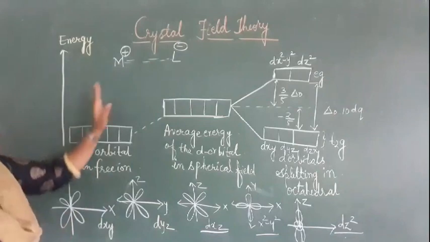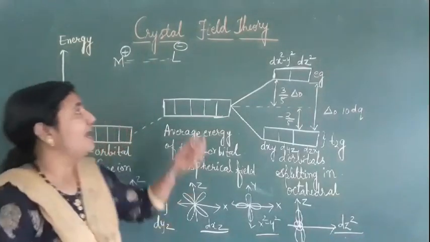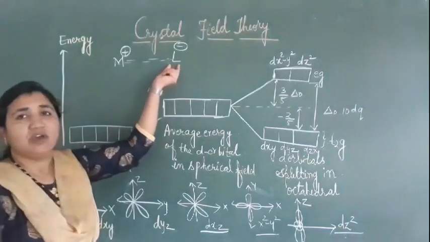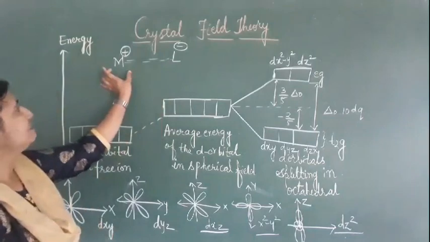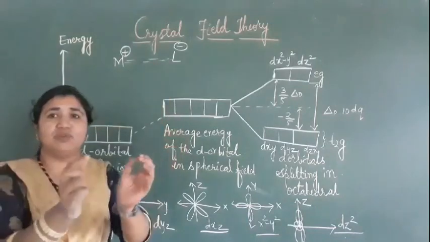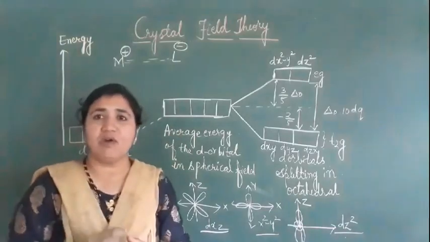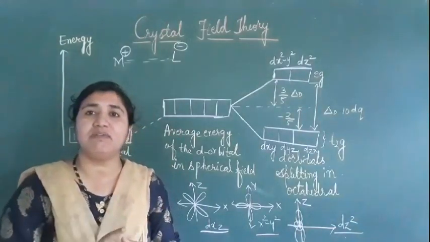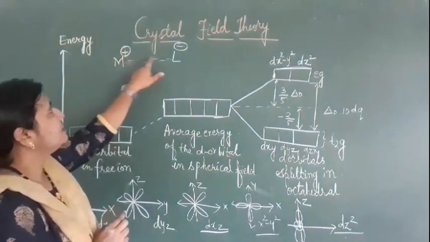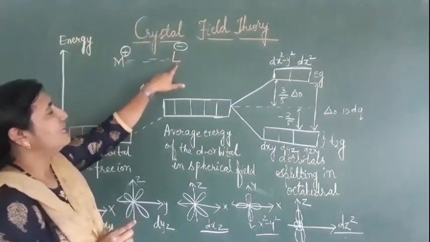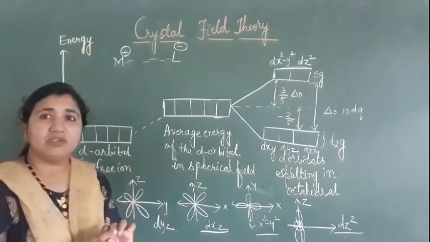In metals we have d orbitals. In these d orbitals electrons are present, and ligands also contain orbitals which have lone pairs of electrons. So when the metal and ligand approach each other, what happens here? There will be attraction and also repulsion. Attraction between the cation's positive nuclear charge and the ligand's negative electrons.